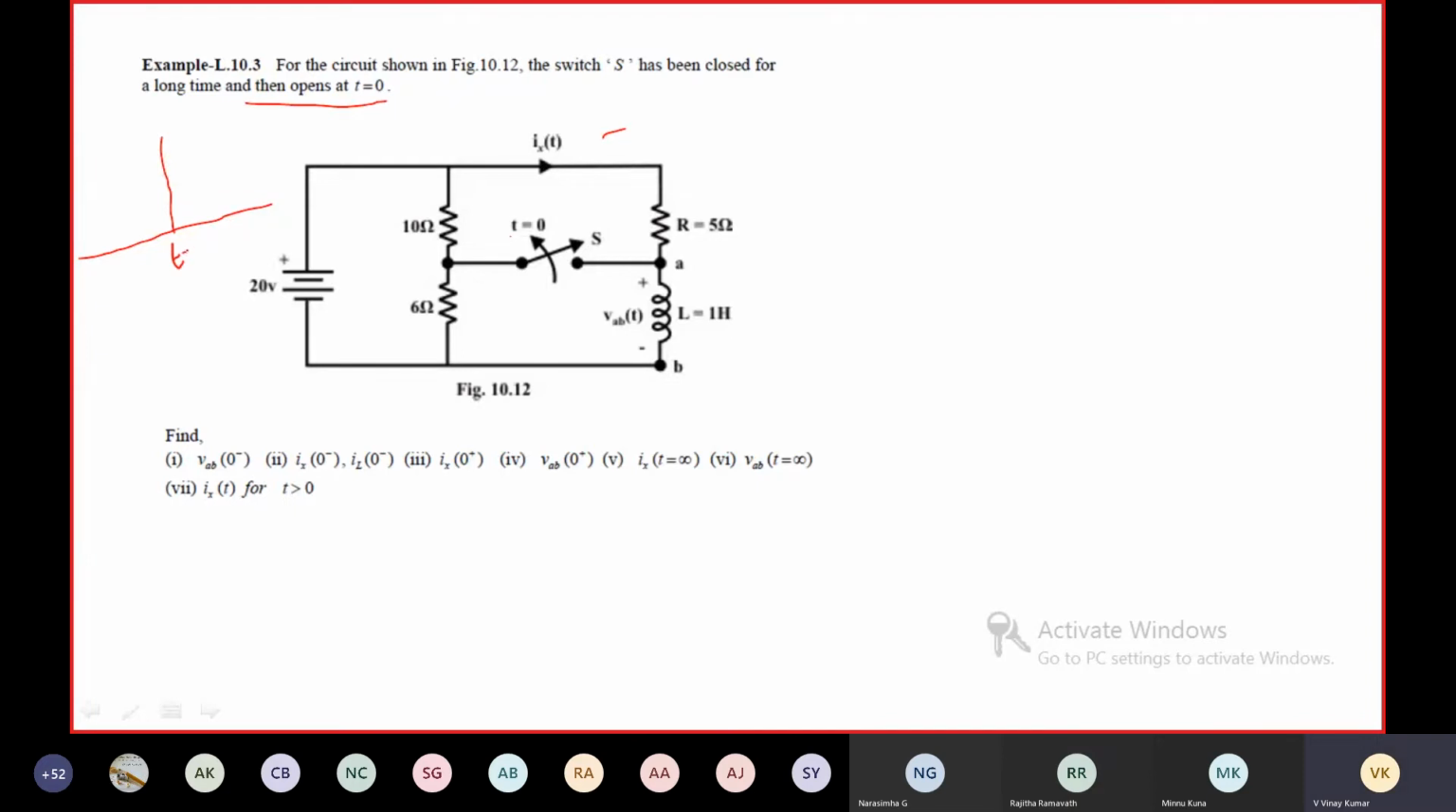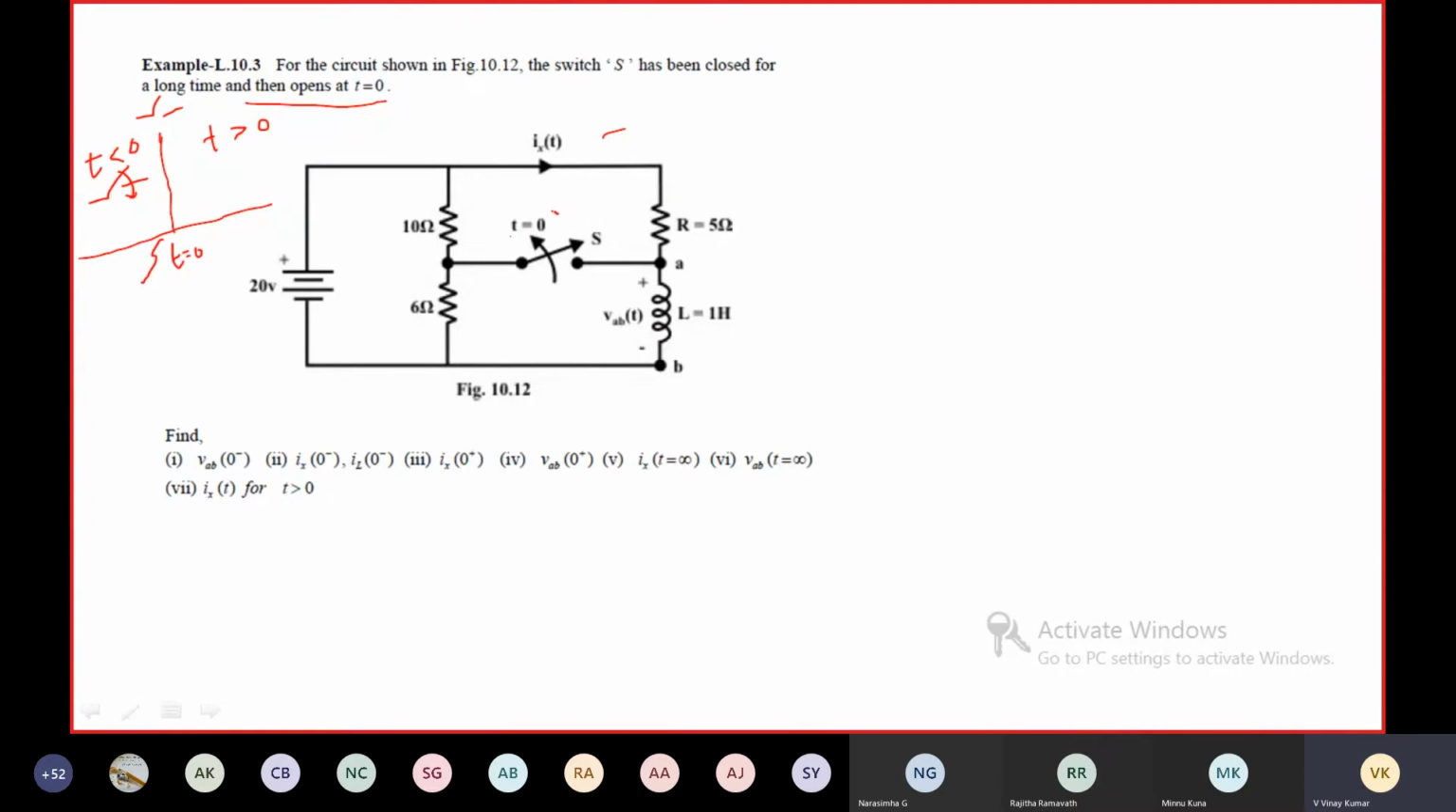This instant is t equal to 0. This is for t less than 0. This portion is for t greater than 0. Here, you are opening the switch at t equal to 0, which means the switch has been closed for a long time. Then only you can open the switch at t equal to 0.